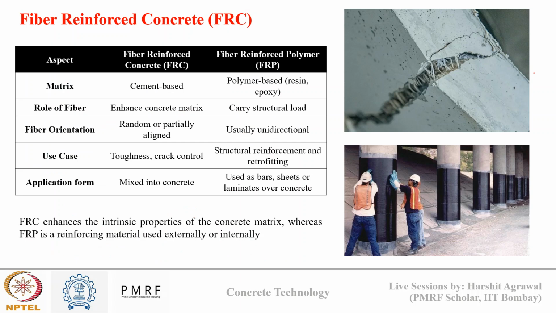Now, often when we use fiber in concrete, we are confused in two terminologies. There is FRC and there is FRP. FRC is fiber reinforced concrete, where we are adding fibers as an admixture inside concrete. While FRP is fiber reinforced polymer, where we are applying a fiber wrap on hardened concrete, outside the concrete.